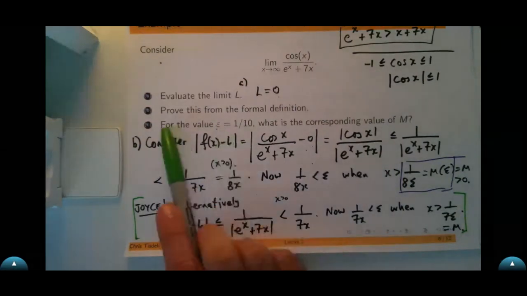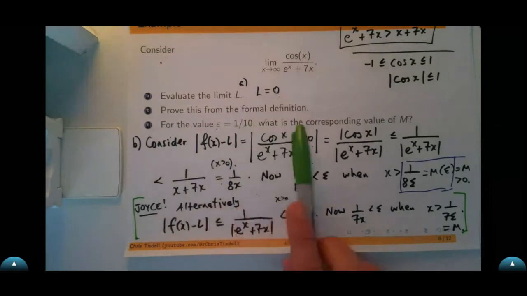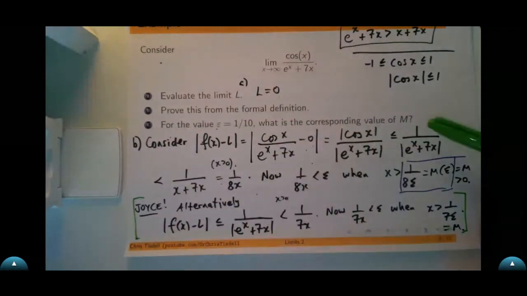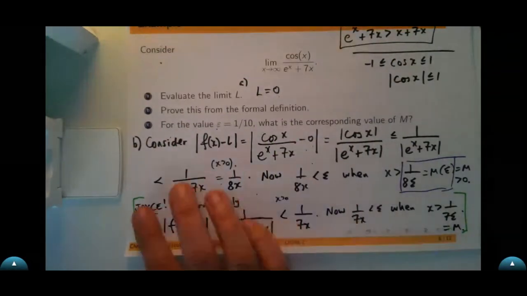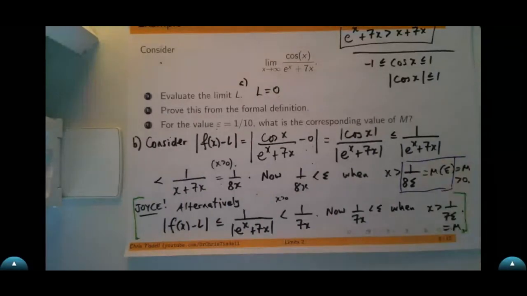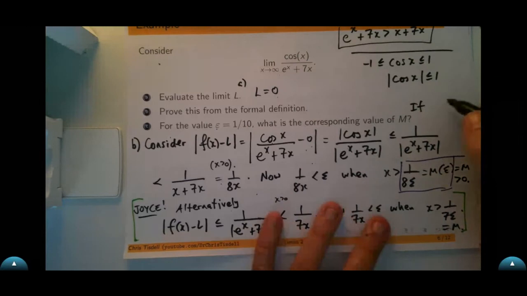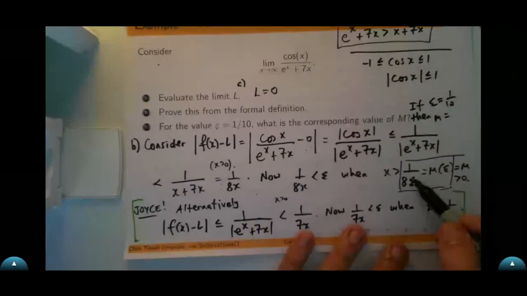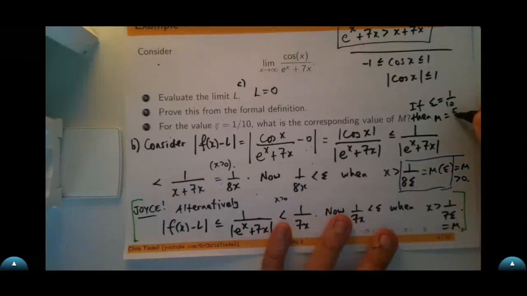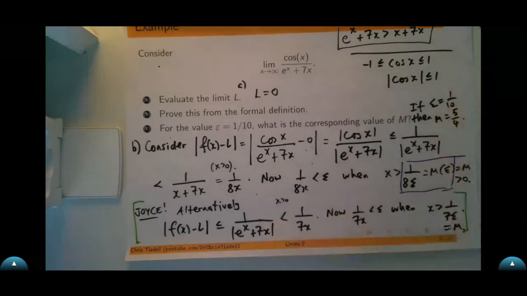So let's go with B. For the value of epsilon equals 1 on 10, what is the corresponding value of m? So I won't do the Joyce solution here. I can just go here. So if epsilon equals 1 on 10, then m. Okay, so you just put it in here. So it's going to be 1 over 8/10, which is that. Okay.